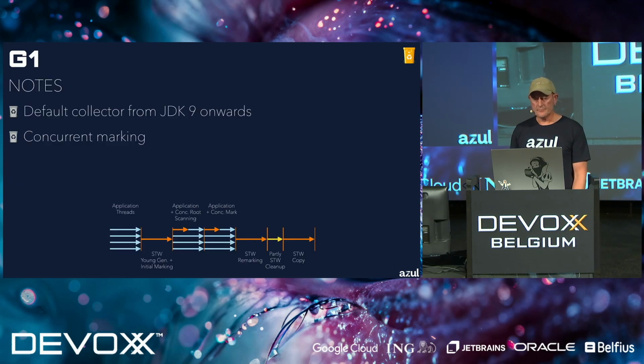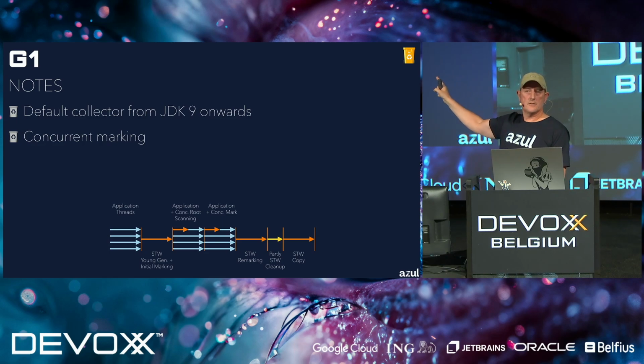Okay, this is how it works. I don't go through all the arrows, so you get the idea. It gets really complex, and this is just a simplification to give you an idea how it works. Important, this is the default collector right now, and it might stay for some time.